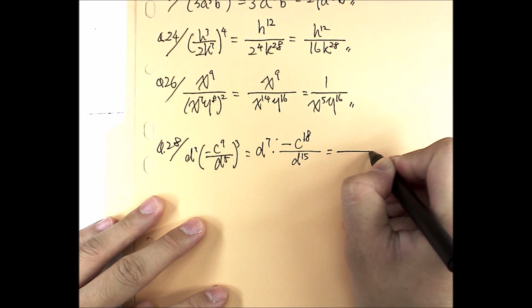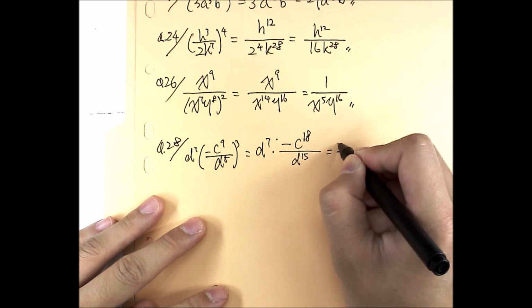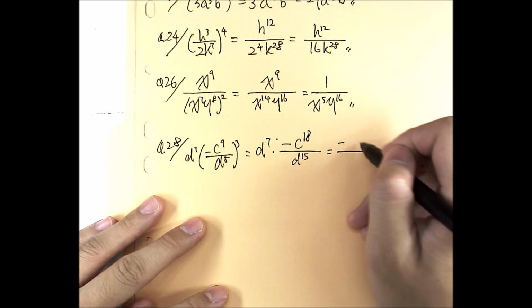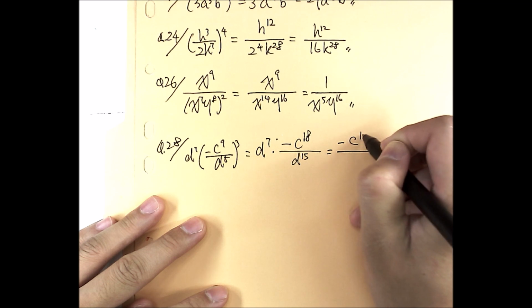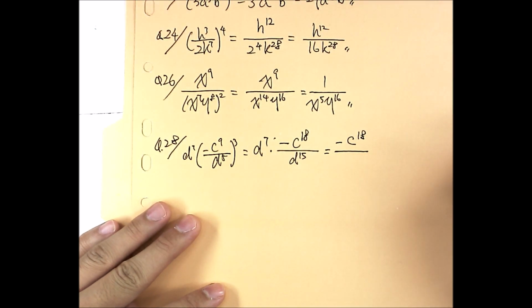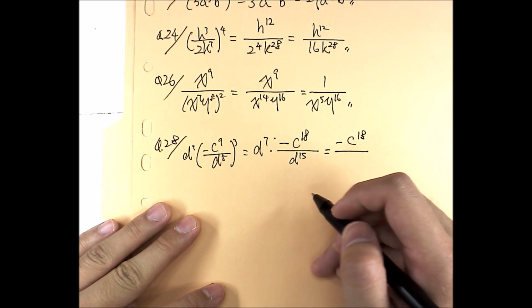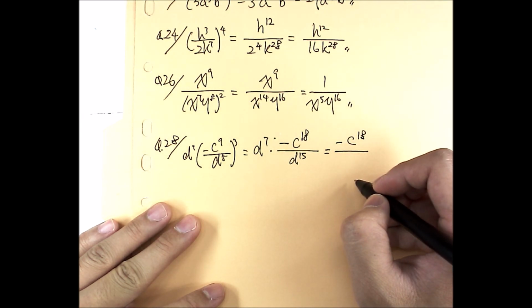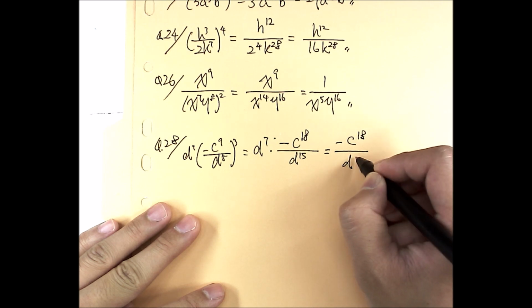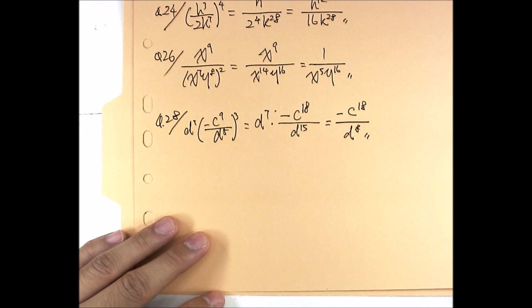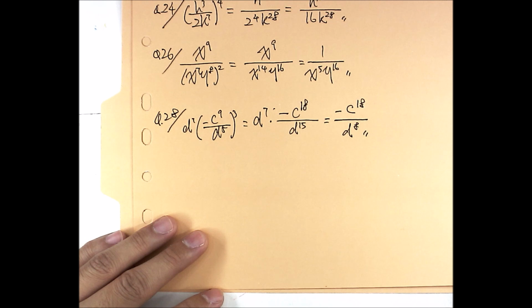So draw a fraction line. This negative, you can keep it. Nothing to do with the c, so keep the c, okay? 18. And then for the d, 15 should be larger than 7, okay? 15 minus 7 is 8, and the result is at the bottom. Understand? So keep going.